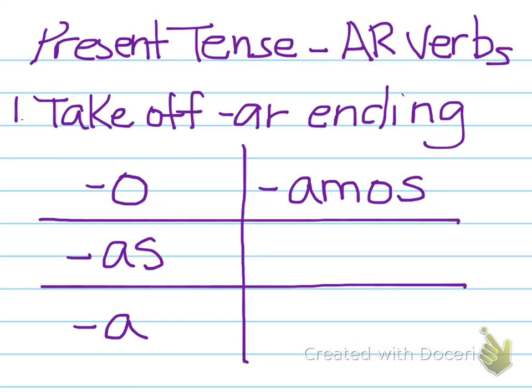For the vosotros form, drop off the AR and add áis with an accent over the A. And for the ellos, ellas, ustedes form, drop off the AR and add an N. So dropping off the AR ending and adding these different forms will conjugate the verb in the form of whoever is speaking. So let's look at an example.